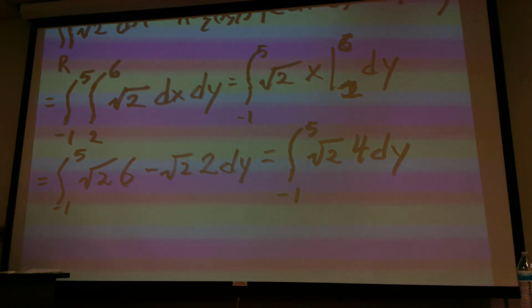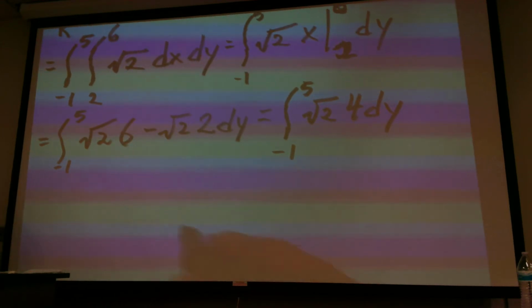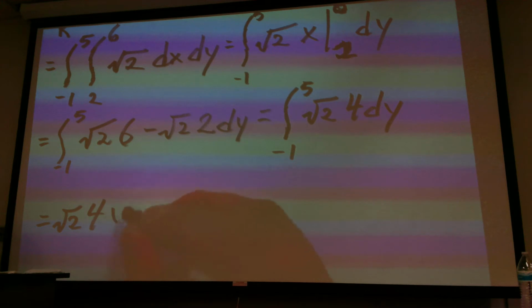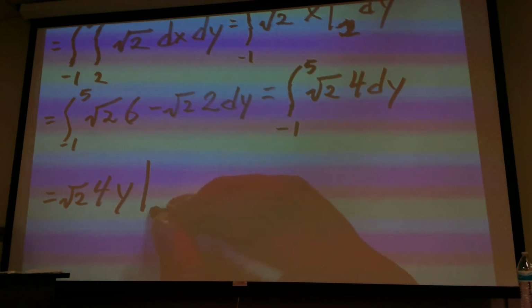Yep. Sometimes I have a tendency to get ahead of myself. Okay, so now we're going to do this integral with respect to y. So this is going to equal the square root of 2 times 4. All right, we're integrating a constant again, so we're just going to insert a y right there. And then we're going to evaluate that at -1 and at 5.